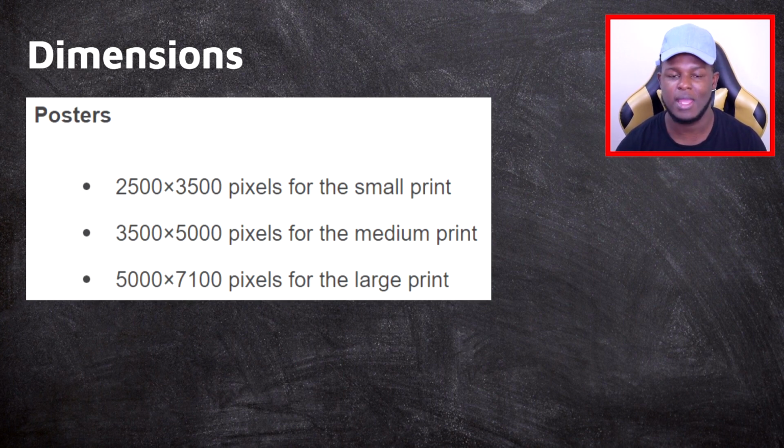Next up, in terms of the dimensions, this is what Redbubble recommends. If you want to create a small print poster, the dimensions are 2,500 by 3,500. If you want a medium print, 3,500 by 5,000 pixels, and what I recommend as well is 5,000 by 7,100 pixels. Now, these are the pixels that I use for almost everything, and they work perfectly for me, and they also happen to fit perfectly with posters as well as other products that I like selling. But yeah, if you're looking for the dimensions, this is what you should be using.